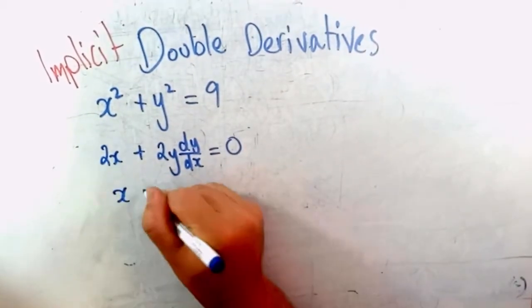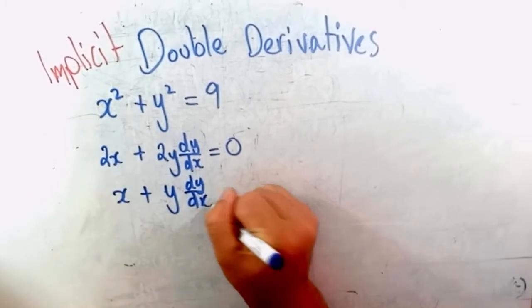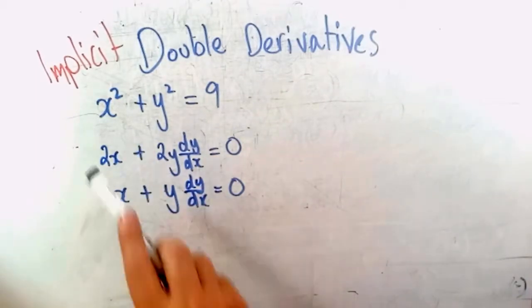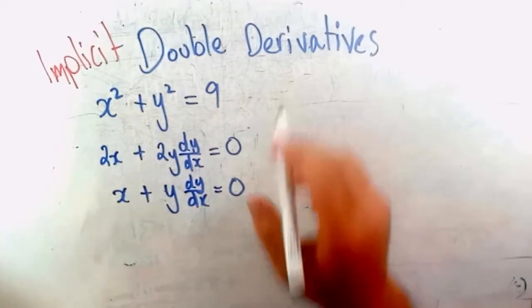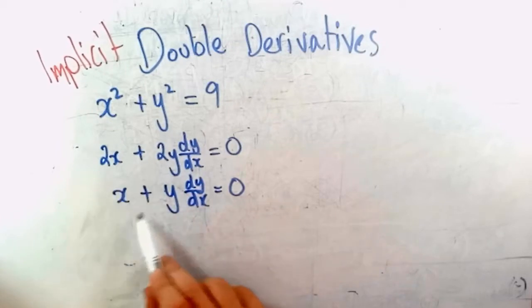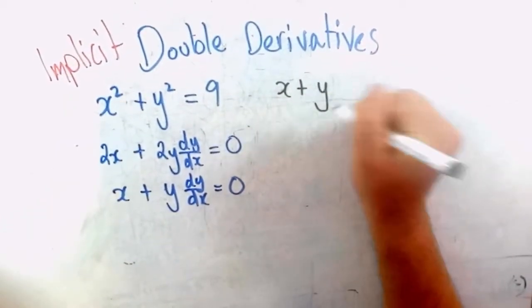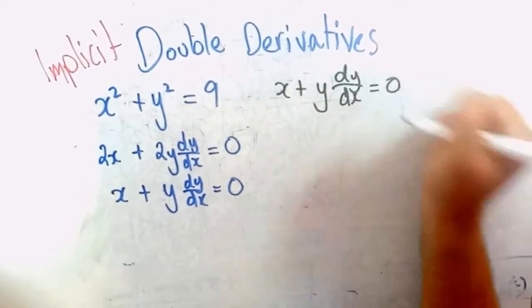So I could rewrite that as just dividing both sides by 2, equals 0. Okay, so there's that. Now, what happens when we do implicit differentiation again? Let's do it again. Okay, so what do we get here? We're going to derive this one with respect to x. Maybe I'll write it up here. x plus y dy dx equals 0.